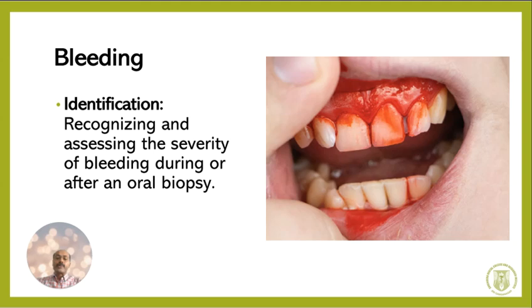So let us understand what bleeding is. Bleeding is profuse flow of blood from the wound or from the suture. So basically, identifying the bleeding is most important. Recognizing and assessing the severity of the bleeding after or during the biopsy is very important for a surgeon or a biopsy person to identify.